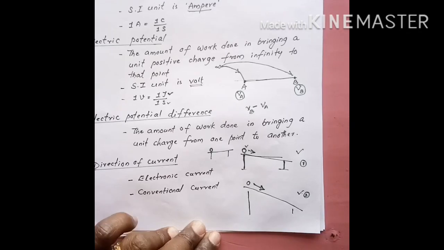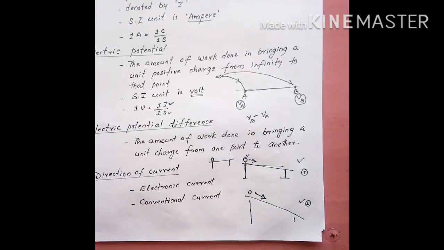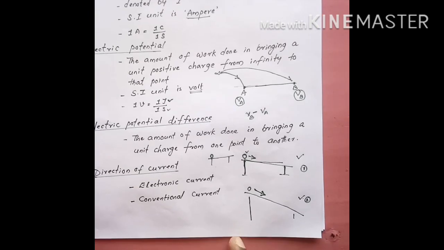So we can conclude that where there is a difference, that difference is called a potential difference. Where the potential difference is large, a large current is produced, right? So potential difference and electric current are directly proportional to each other. That means whenever the potential difference increases, the electric current also increases, right? So we are going to the next topic.